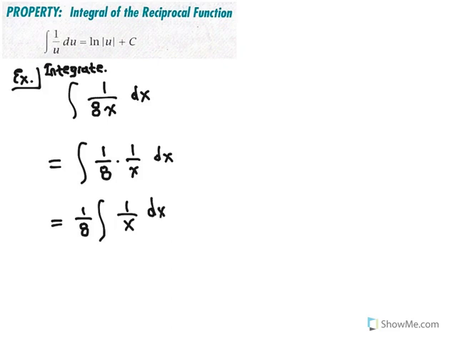And when you've done that, you can apply the log rule for integration, and you'll have that the antiderivative of 1 over x with respect to x is natural log of the absolute value of x plus c. And we're done with that example.